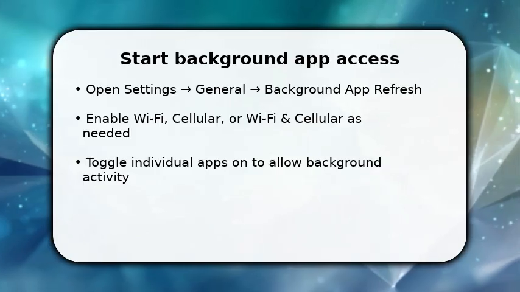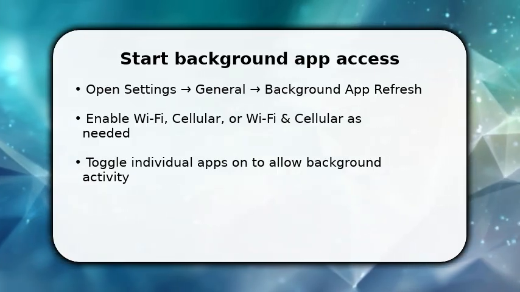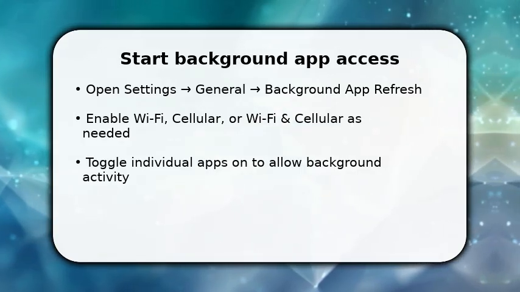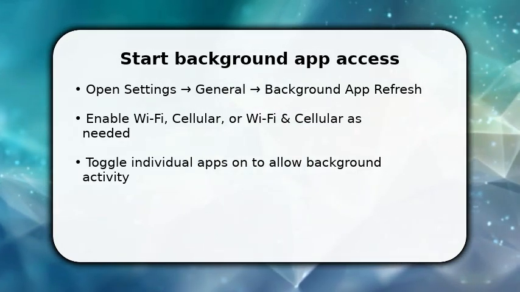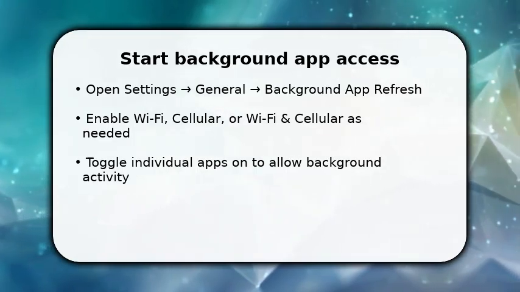You'll begin by granting background refresh permissions so apps can update. Go to Settings, choose General, then Background App Refresh. Once there, pick Wi-Fi, Cellular, or Wi-Fi and Cellular depending on data preference. This defines how apps refresh.